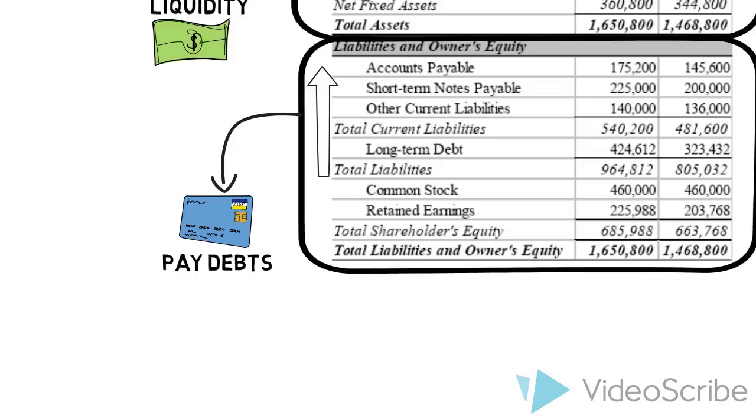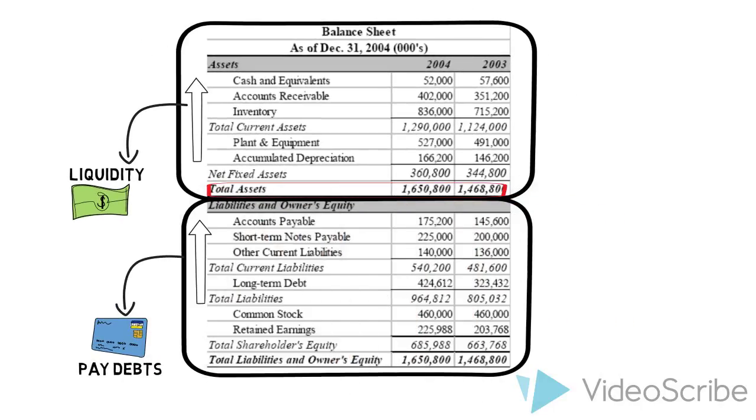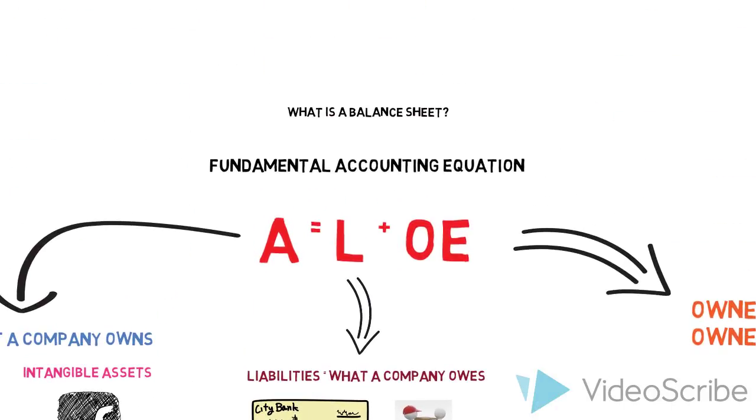Finally, let's take a look at the total assets amount and compare it to the total liabilities plus owner's equity. We see that they are equal, which indeed respects the fundamental account equation.